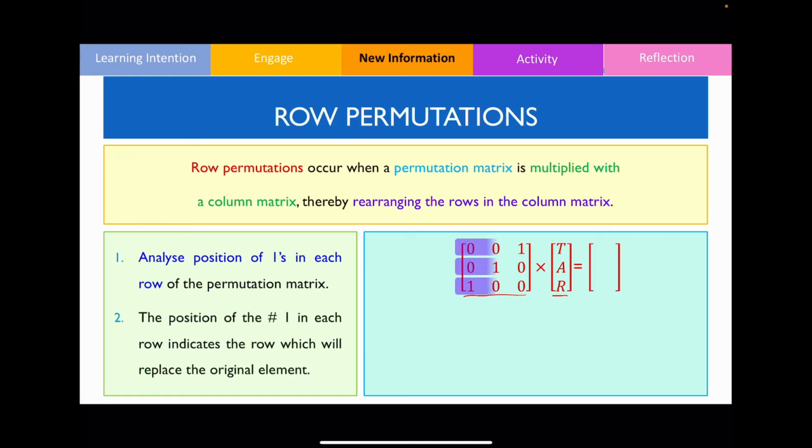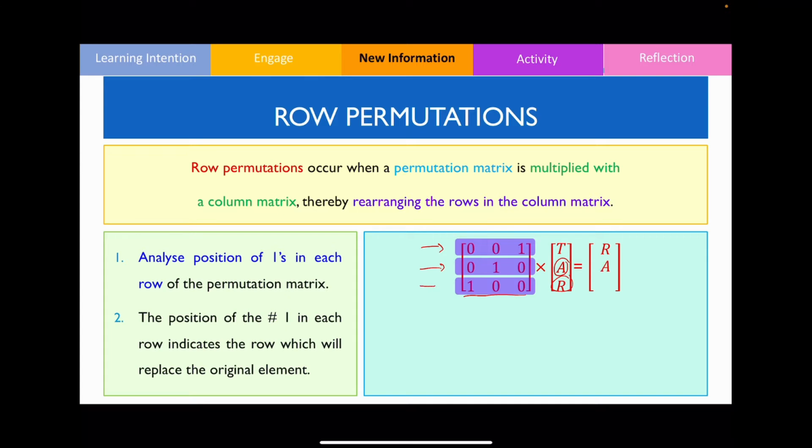So I'm going to look at this horizontally, and the position of the number 1 found in each row will tell us the row in which it will replace the original element. This part of the second step doesn't make much sense yet, so let me show you an example. Looking at the first row, notice that the number 1 is found in the last column, the 3rd position. That means the 3rd letter found in the column matrix has now replaced the first row, so R goes into the first row. In the second row, the number 1 is located in the 2nd position, so the letter A moves into row 2. But in this case, this has no effect at all, so A remains the same.